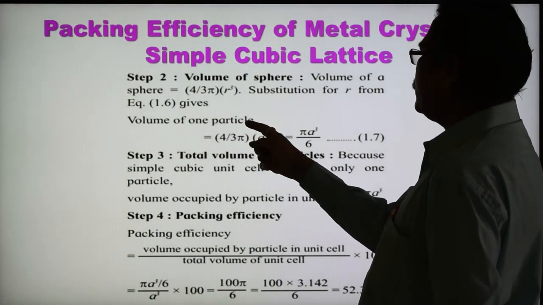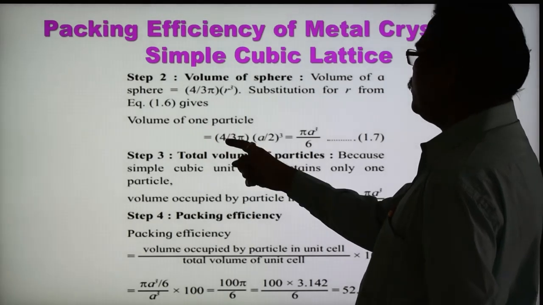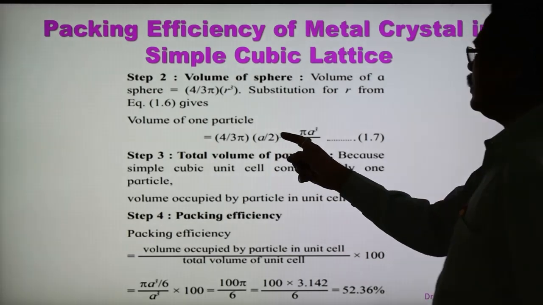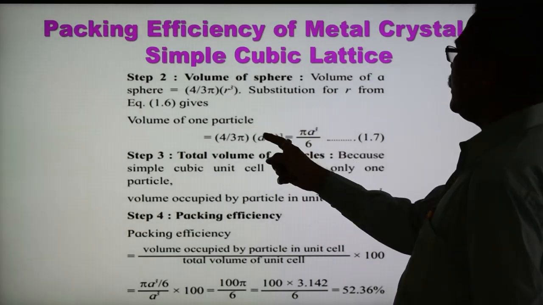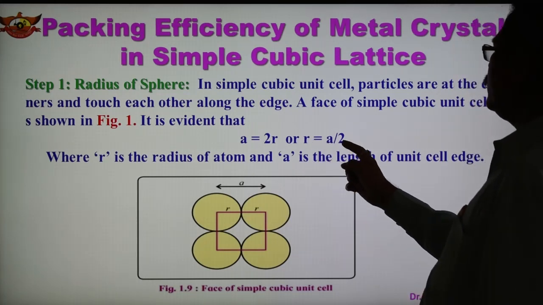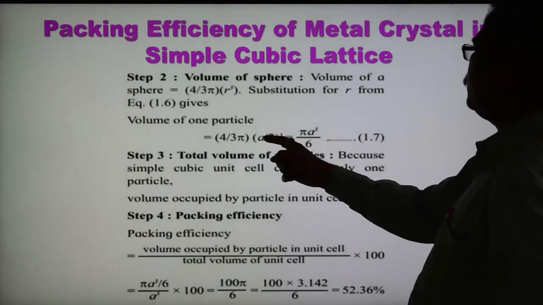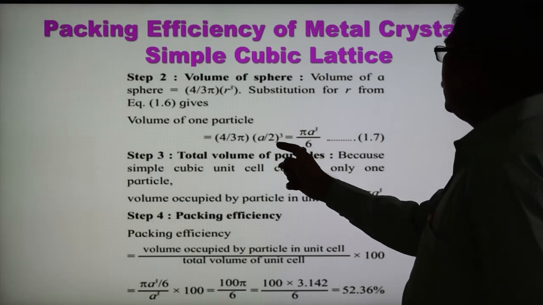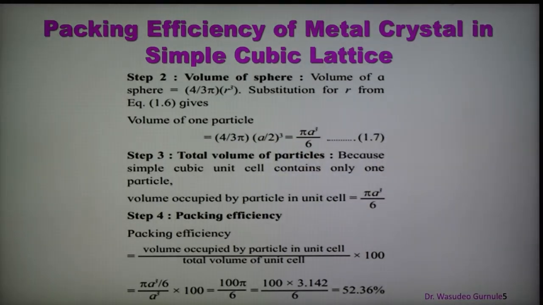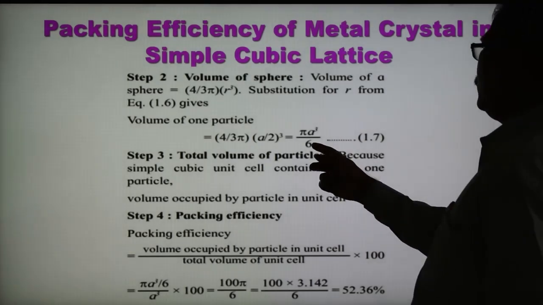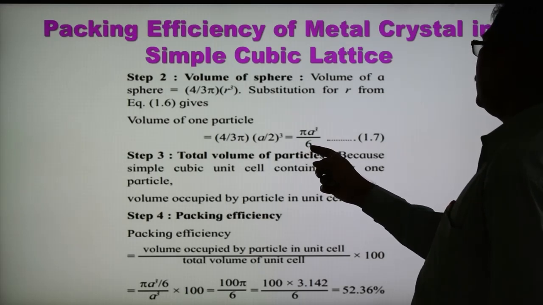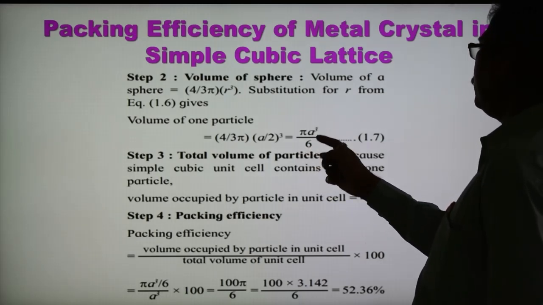The volume of one particle equals, the formula is 4 by 3 pi, and what is the value of r? a by 2. So what do we write in place of r now? a by 2, because r equals a by 2 is given. So put the value of r, a by 2, here and cube it. After taking the cube we obtain pi a cube upon 6. Multiply it, cut all this part, and we obtain pi a cube by 6.